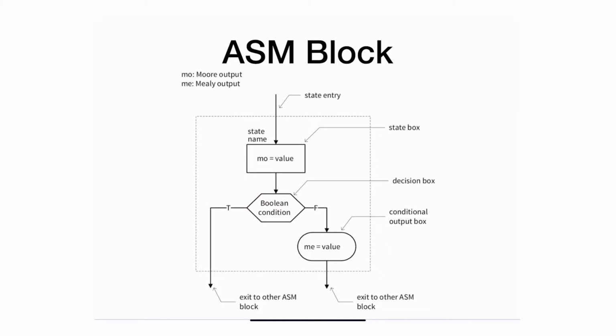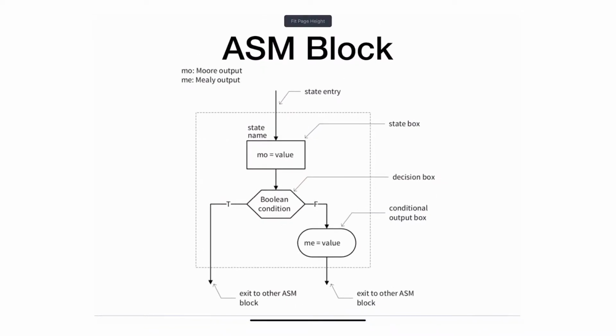Each ASM block is associated with a single state. Sometimes people put the state name inside the state box, and there should be one state box per ASM block. After that, you have one entry to the ASM block, because we're representing it similar to a flowchart. That entry tells me that I am in this current state, for example S0 or S1.